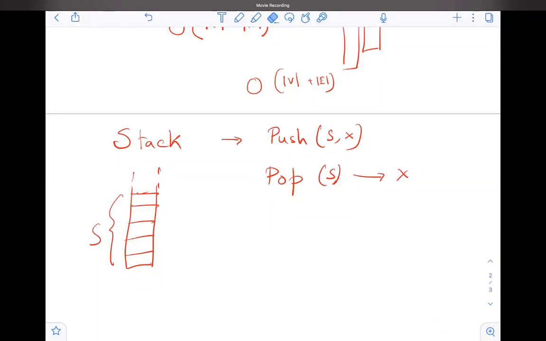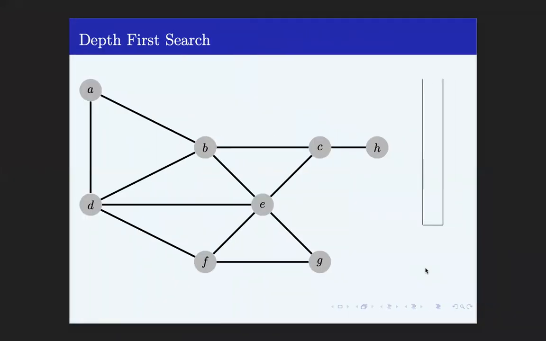So we worked with stacks in the first semester. You have worked with the data structure stack? Excellent. Yes, sir. So you know that. So now what happens if we use a stack here?